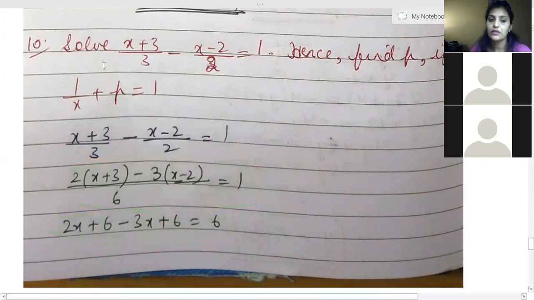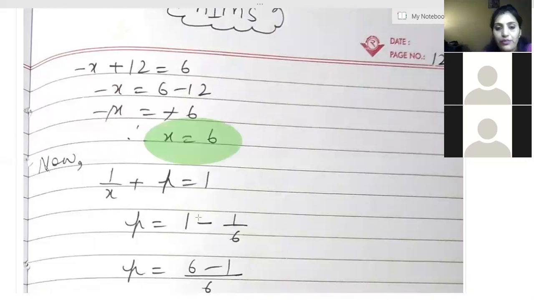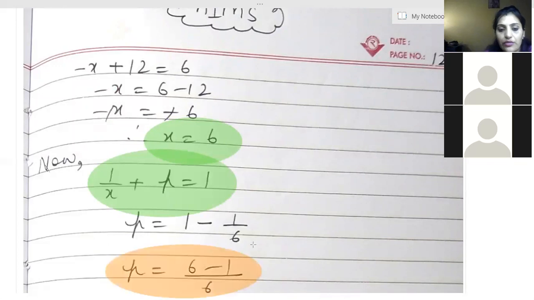Okay, beta. So minus x plus 12 is equal to 6. Yes, so x is coming out to be 6. Now I will put the value over here. So p is equal to 1 minus 1 by 6. That means p is equal to 6 minus 1 upon 6. Yes, so p is coming out to be 5 by 6. So with this we finish off our exercise. Okay.